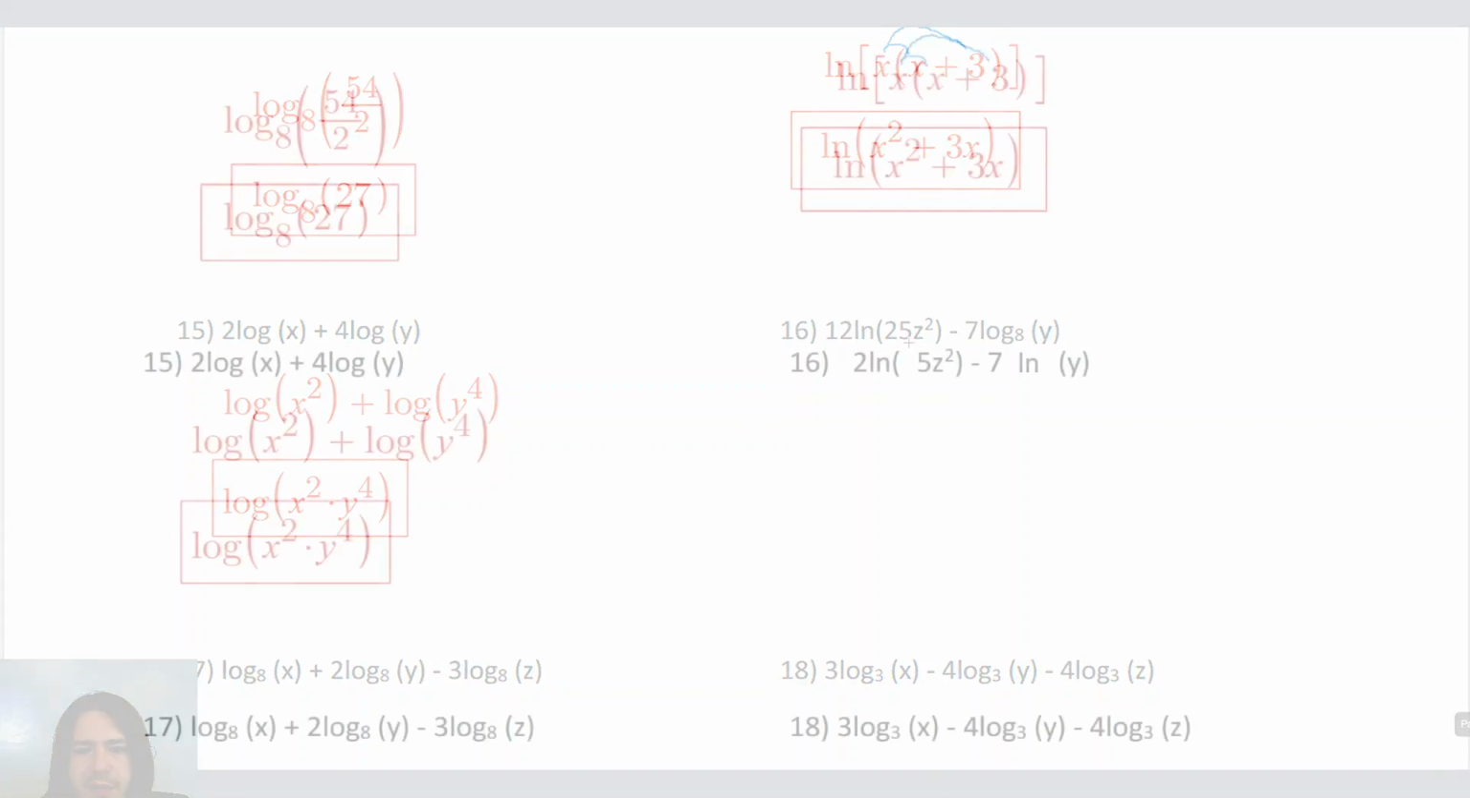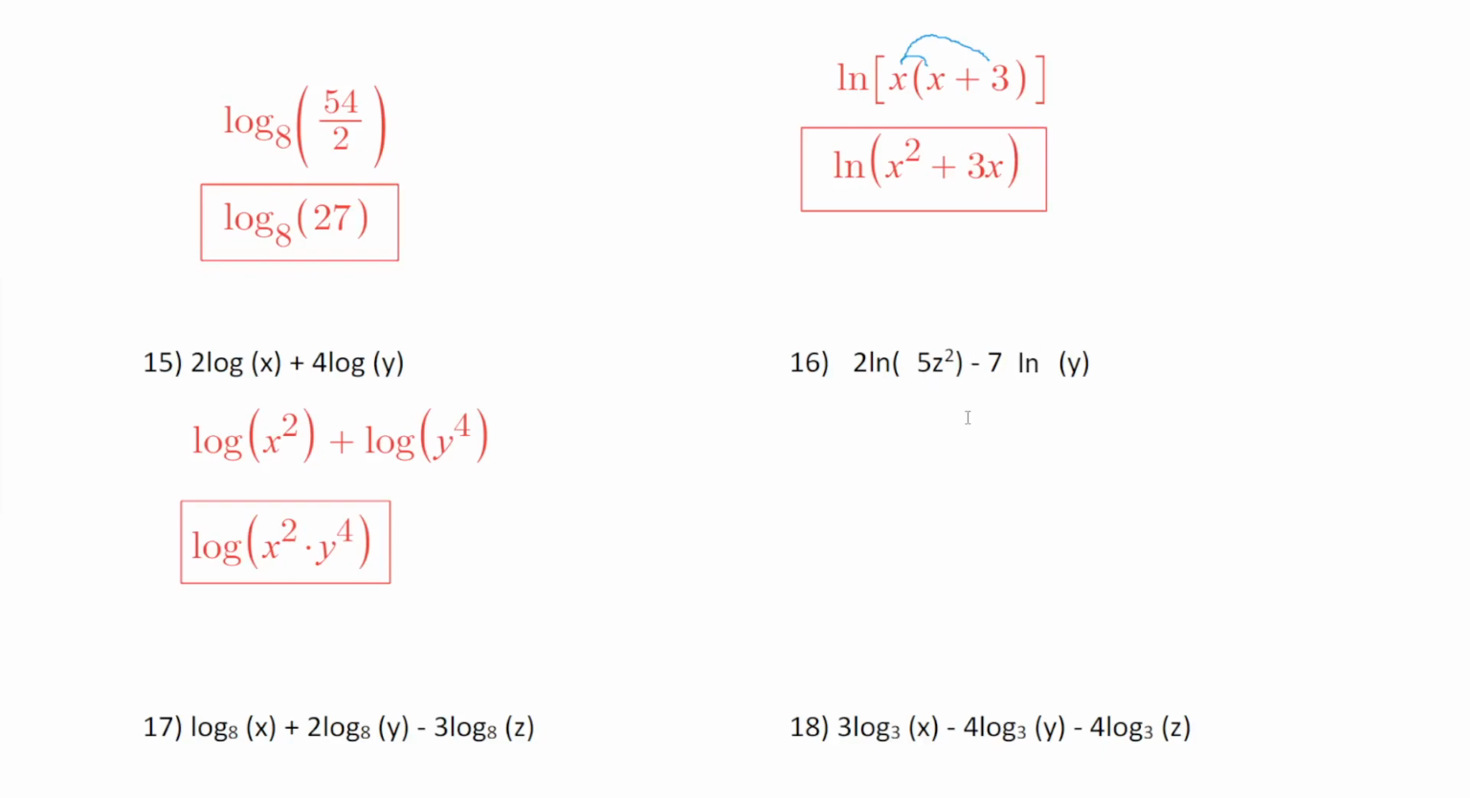For number 16. All right, number 16, I just changed this up a little bit. The way it was written was not really what I wanted it to be. So let's work it out with this new updated problem. First, we want to move these coefficients to be exponents using the power property. So I'm going to rewrite this as natural log of 5z squared, and we need to raise that whole thing to the second power. So just be careful with your exponent properties there. I'll simplify that on the next step. Minus the natural log of y to the 7th.